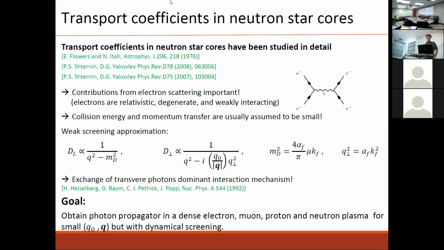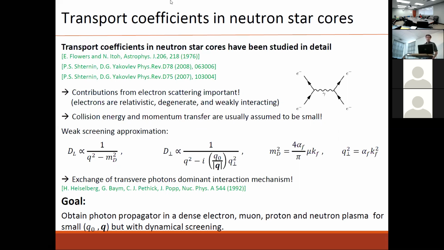And then looking at screening, what is usually done is people work in the weak screening approximation. So the longitudinal spectrum of the propagator is screened by the Debye mass. The transverse spectrum, in principle, if you only consider static screening, is not screened at all, unless you're in a superconductor where you have a Meissner mass. But in the normal phase, there would be no static screening of the transverse propagator.